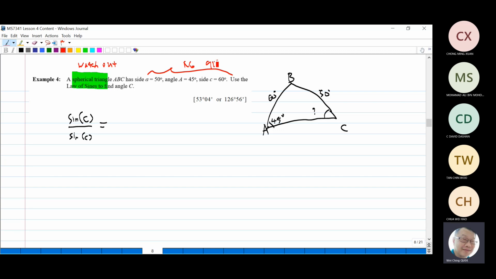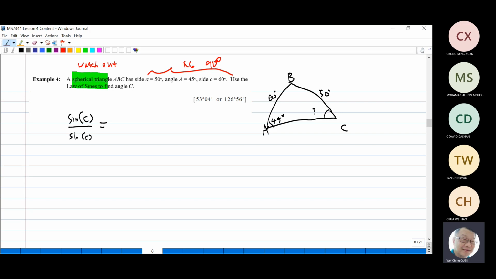The triangle has a 90 degree angle, so you do not need to use Napier's rule. You can use the general sine rule here. The general sine rule can also be used for a triangle with a 90 degree angle, as long as you know one angle is 90 degrees.